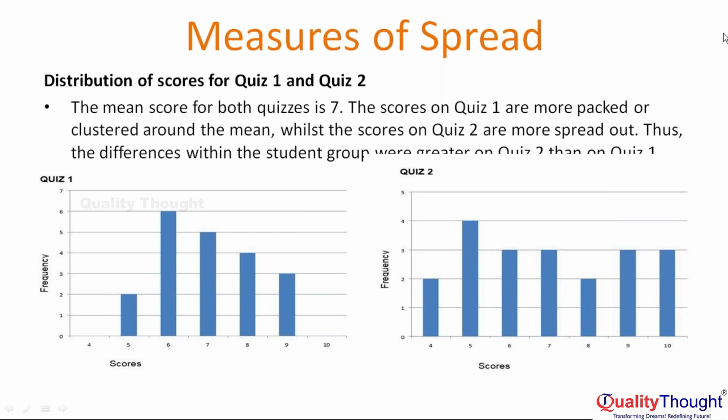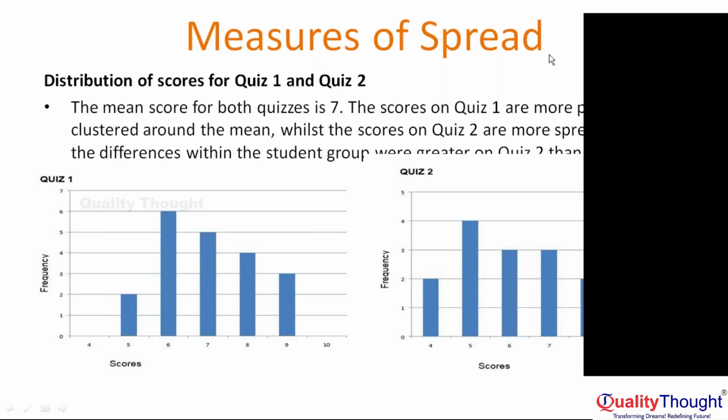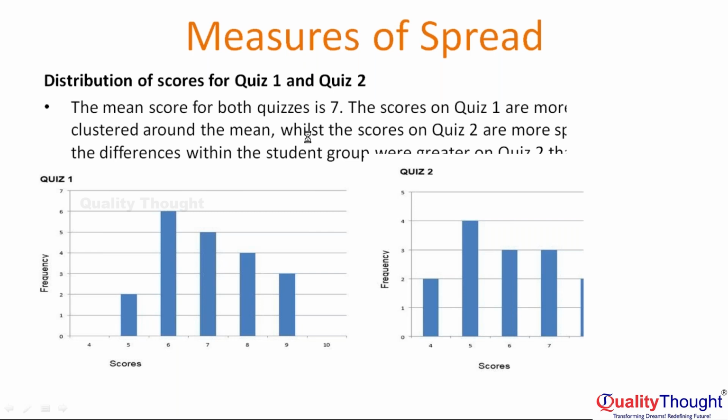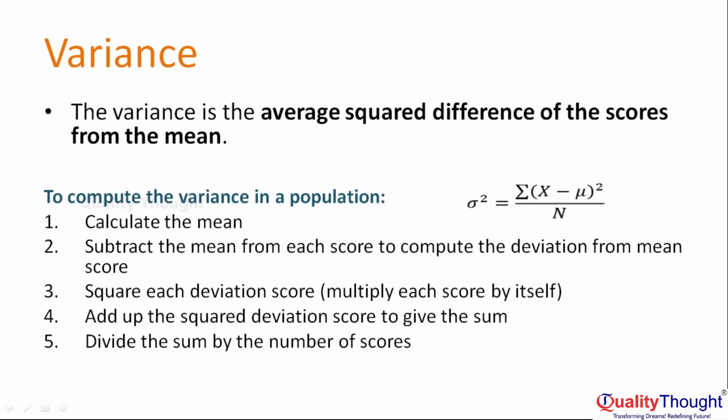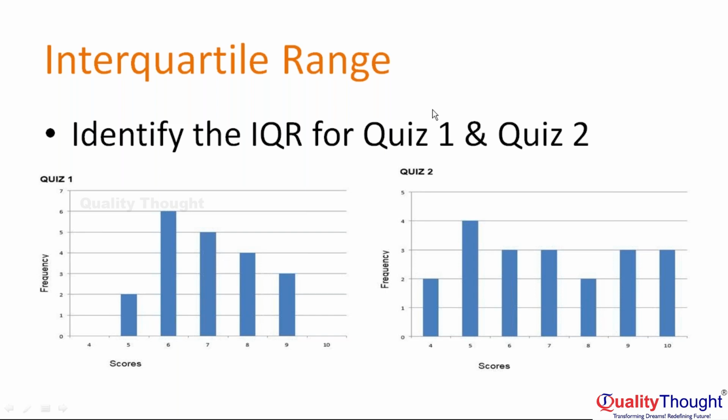How much is the IQR for quiz 2? 3. So which quiz is more spread? Quiz 2 has more spread. Why? Because quiz 2 has an IQR of 3, whereas quiz 1 has an IQR of, sorry, it's not 1, it is 2. Right? You can observe and identify this, just as we have done.